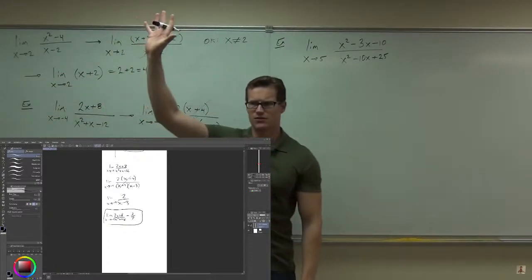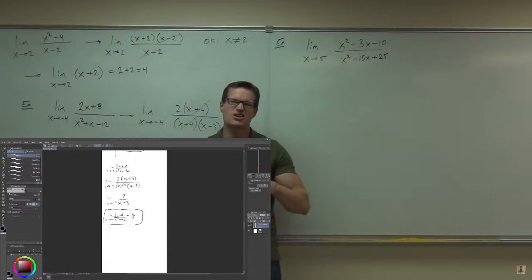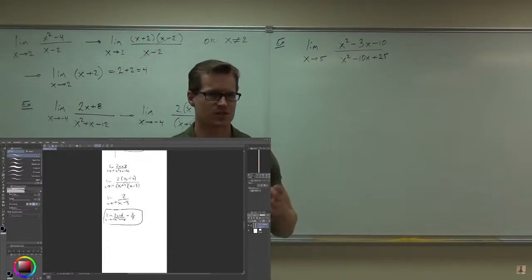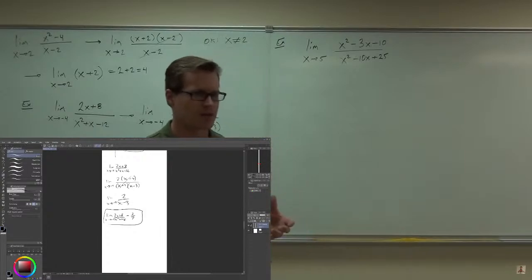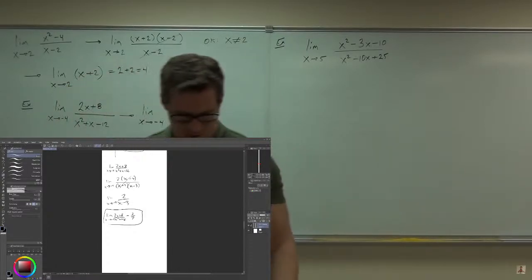How many people got -2/7 and feel okay with this? Is this understandable? Do you guys starting to get the concept of working with this stuff? It's kind of interesting, isn't it, what you can do. I hope it's interesting to you.